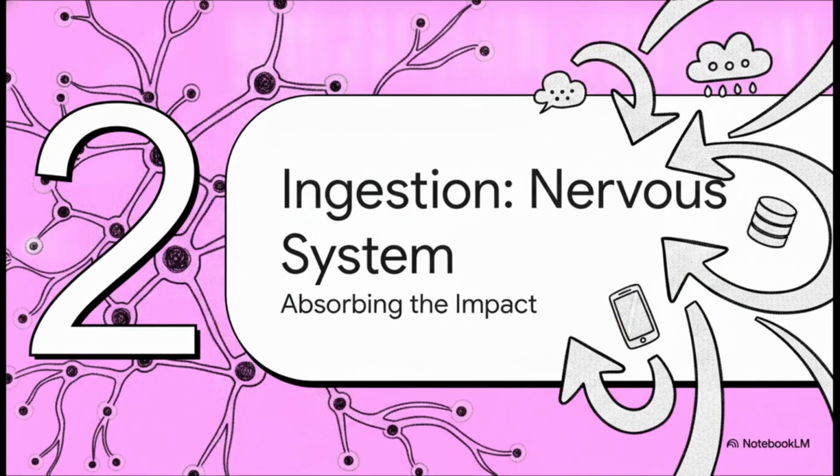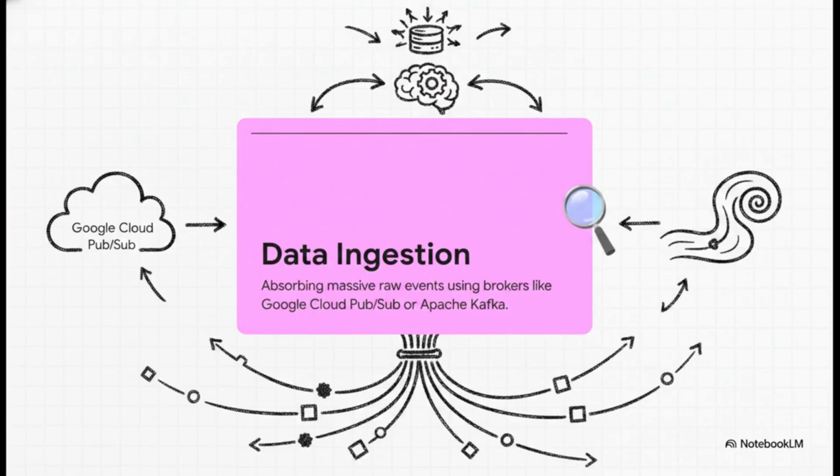Which brings us to step 2, ingestion, the system's nervous system. How do these companies actually catch this massive influx of data without their servers literally blowing up? Well, they use data ingestion. This nervous system relies on industrial-strength message brokers. We're talking heavy-duty tools like Google Cloud PubSub or Apache Kafka. These aren't your standard databases. They're massive shock absorbers built specifically to take the hit of internet-scale traffic.